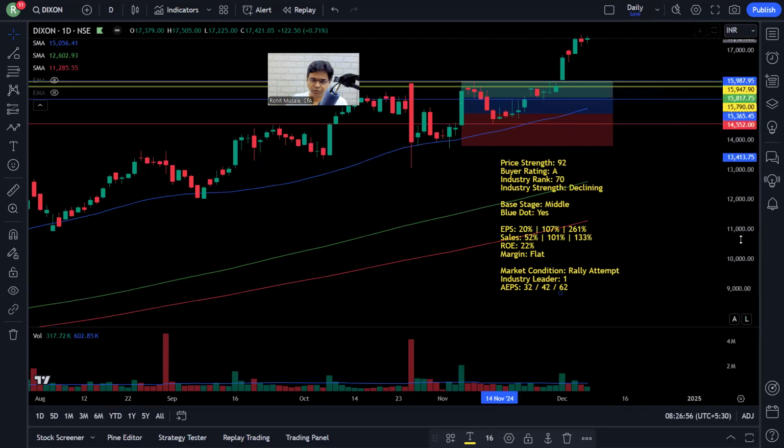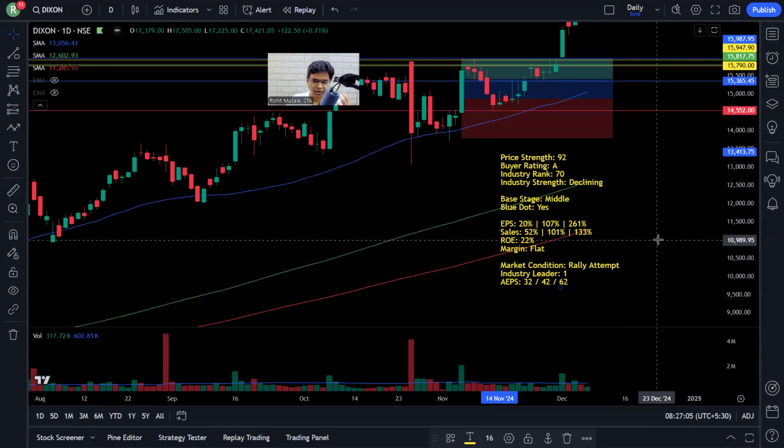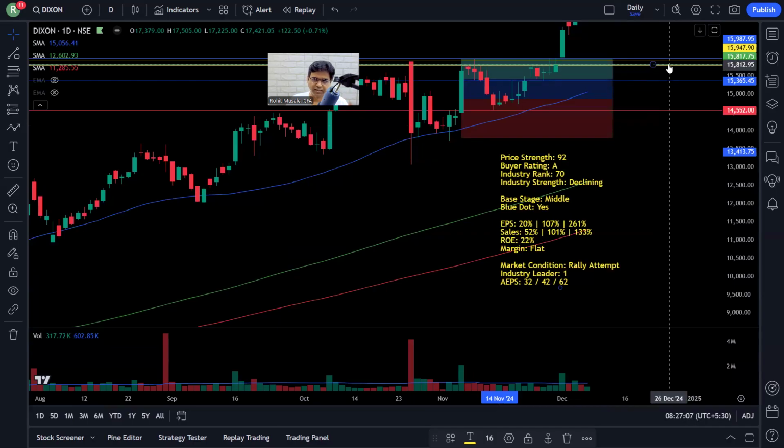I hope you understood what these lines are. The two yellow lines represent my buying range. The two blue lines represent my mental stop loss. The red line represents my hard stop loss. And the green line represents my average execution price.